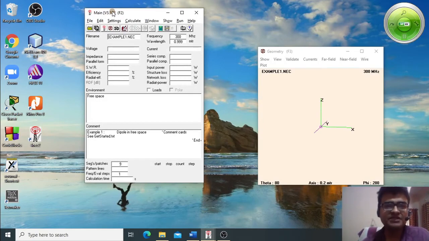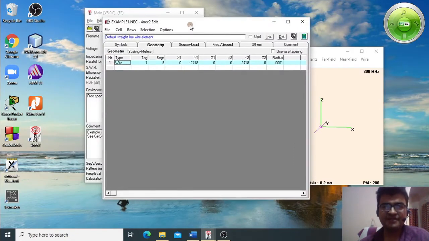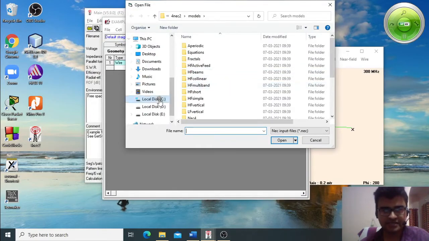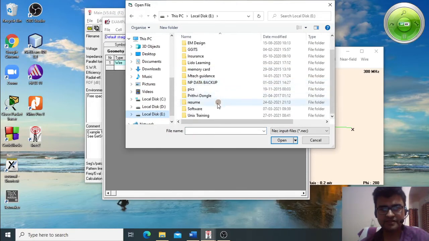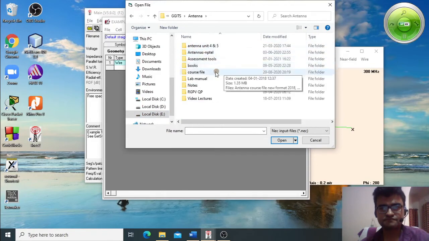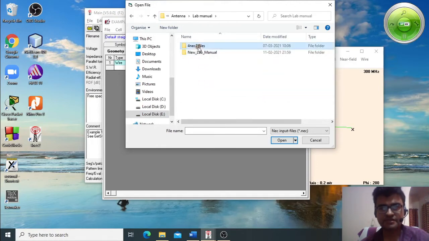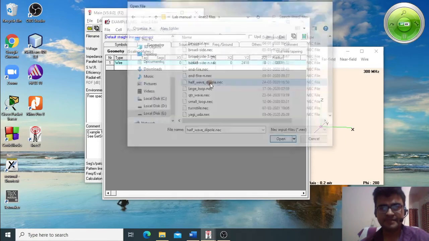So I've opened the 4NEC2 tool. What I'll do, and I'll also recommend you to do, is open the already designed dipole so that we save a few steps. So I'm opening the editor. Then I'm opening an already designed half wave dipole. Let's see where it is. Yeah, it's here, this one, half wave dipole.